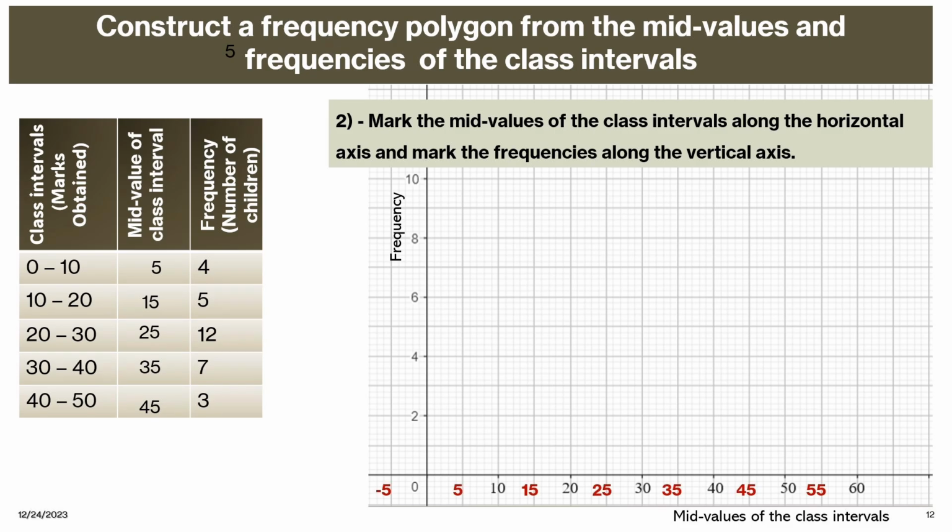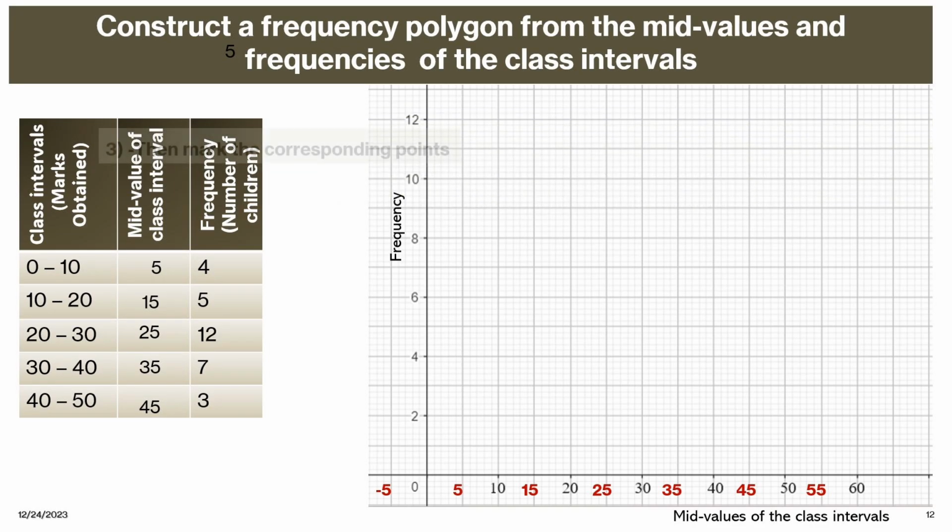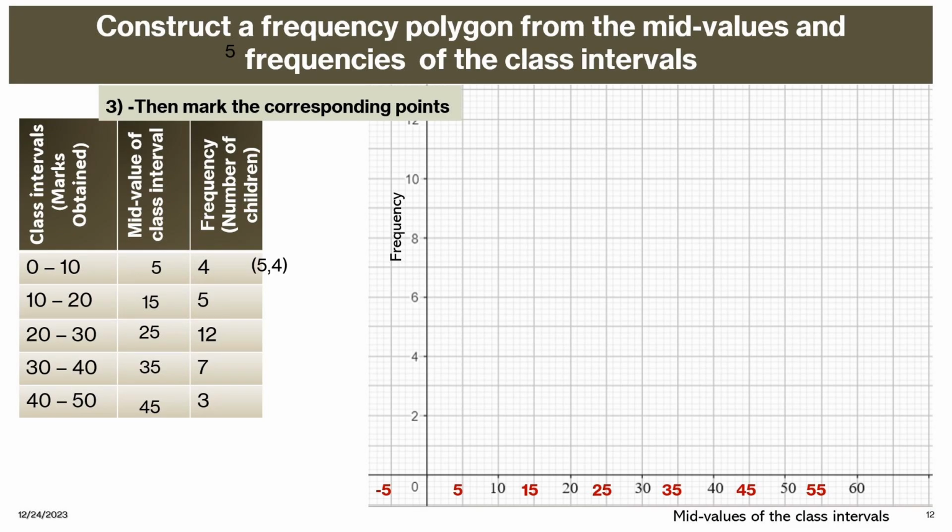Then next, we have to mark the mid values of the class intervals and the frequencies on the horizontal axis and the vertical axis respectively. Then next, we have to pair the coordinates. Okay, so the mid value of the class interval and the respective frequency. So first one, 5, 4. Alright, then mark that point with a cross. 15, 5, then mid value 25 and frequency is 12, 25, 12, 35, 7, 45, 3.